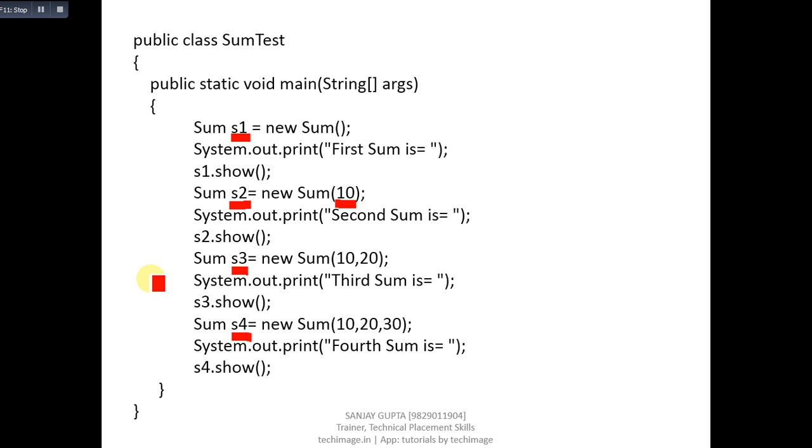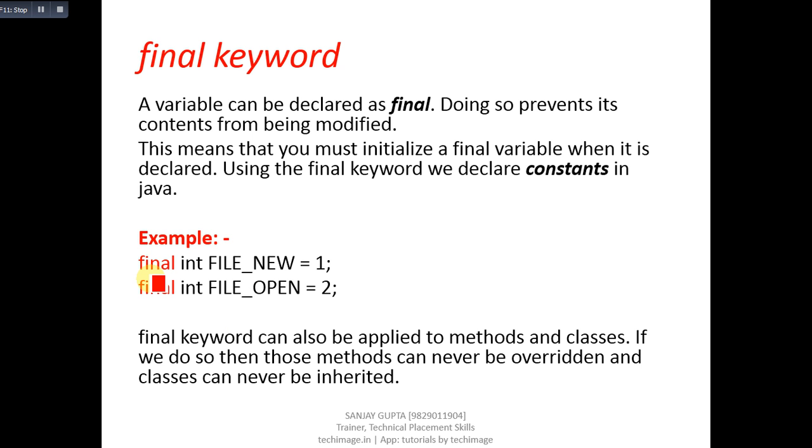Now another keyword is final. So this is very simple. A variable can be declared as final. Doing so prevents its contents from being modified. So this means that you must initialize a final variable when it is declared. Using the final keyword, we declare constants in Java. So if you declare any variable as final, it becomes a constant variable. It becomes a constant in Java.